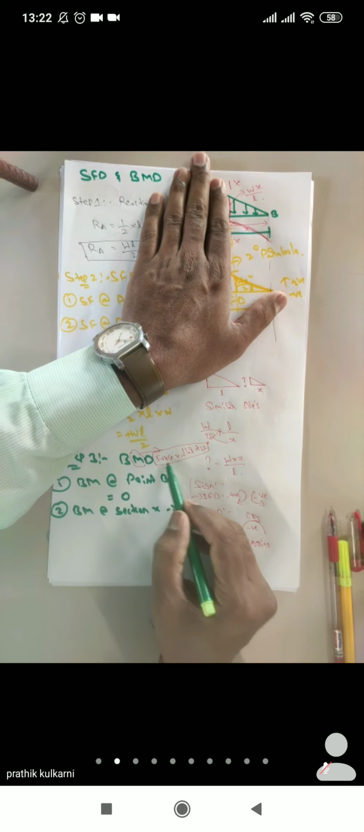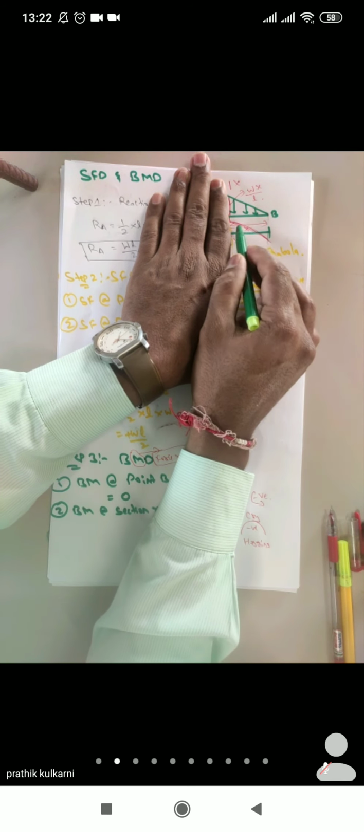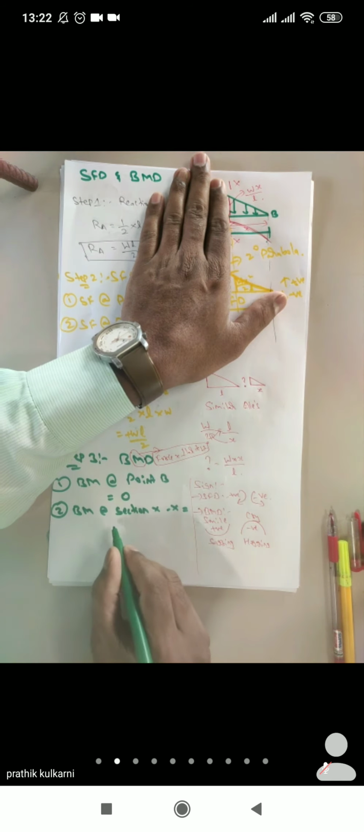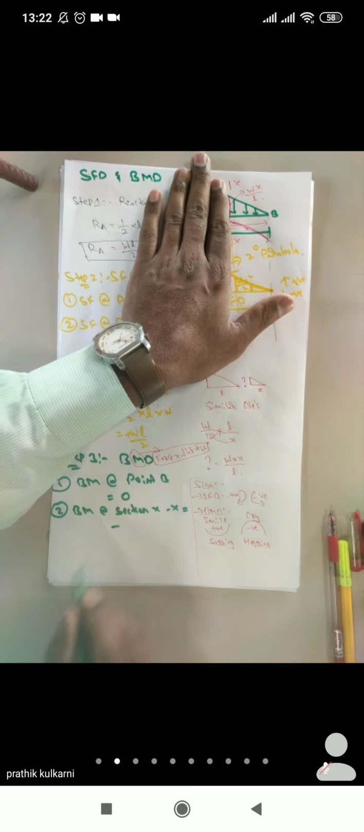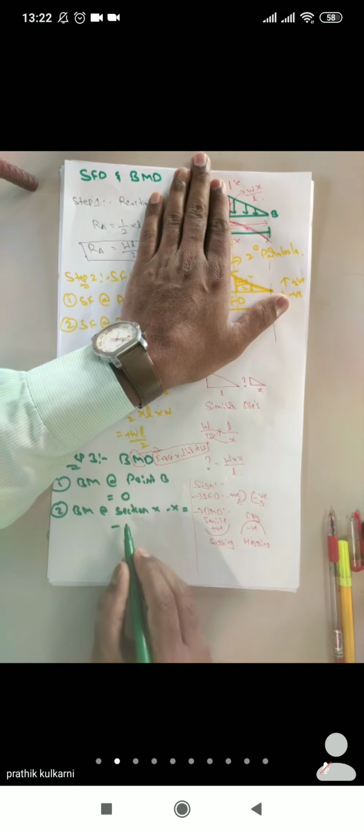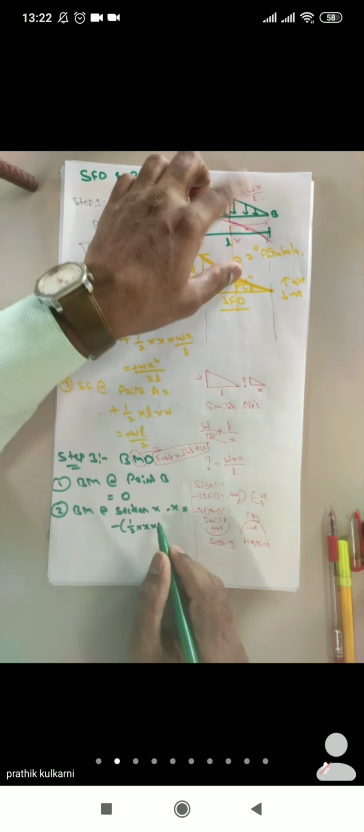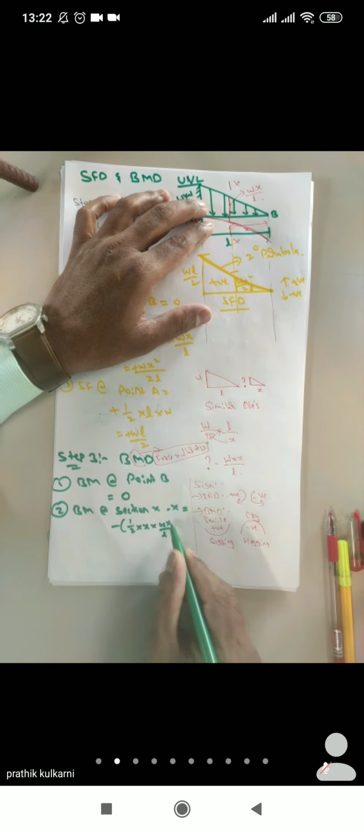Bending moment is force into perpendicular distance, but what is the sign convention? First you have to know, it is hogging, so I'll write it as minus. What is the complete force? The force is nothing but the area, which is half into base x into height wx by L.